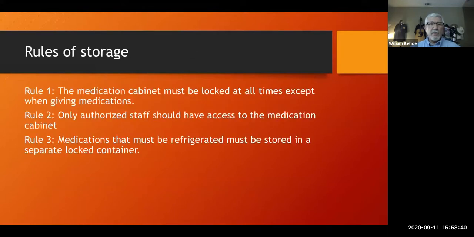Now, what about storage? Again, this is a very important thing to ensure that our medications don't degrade. But also there are security issues. So your medication cabinet really should be locked at all times, except when you're giving medications. And only authorized staff should have access to those medications. And I want to say here a word about controlled substances. Your facility should have policies on how controlled substances are handled. You don't want those things walking away. You don't want one for you, one for me kind of stuff going on with controlled substances.